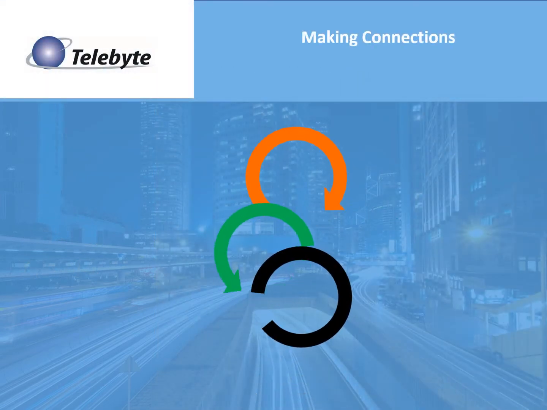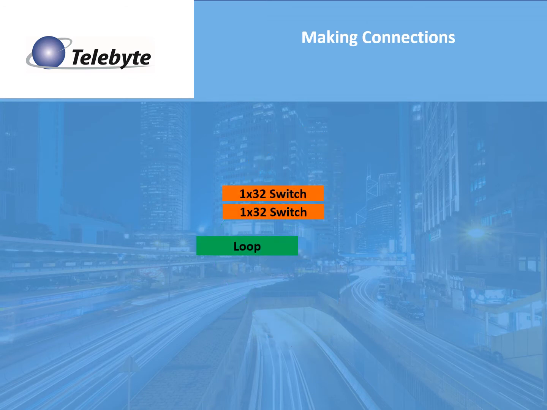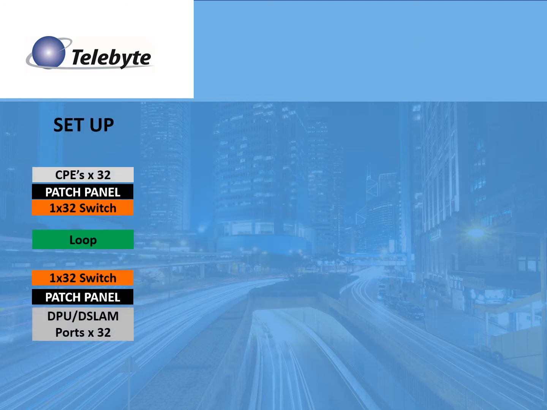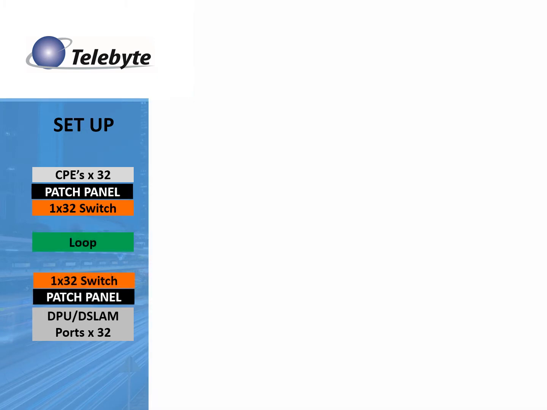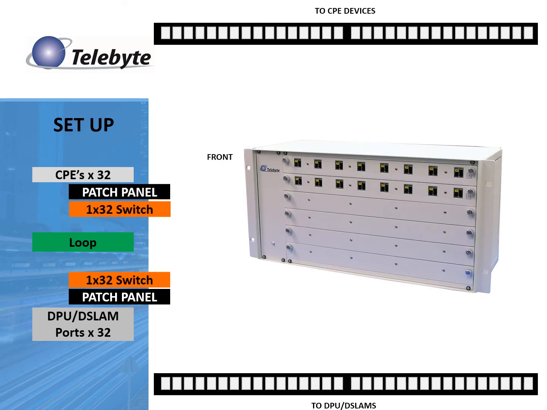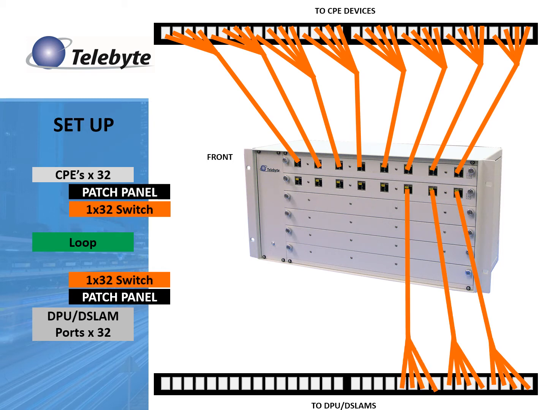Let's make our connections. Note the location of the switches, loop, and patch panels. The switching matrix modules are connected to patch panels using the custom cabling we showed earlier. The patch panels are connected to the CPE and DPU DSLAM sides of the setup. This example shows the front connections for our 2 switches. The back of each switch connects to the loop.